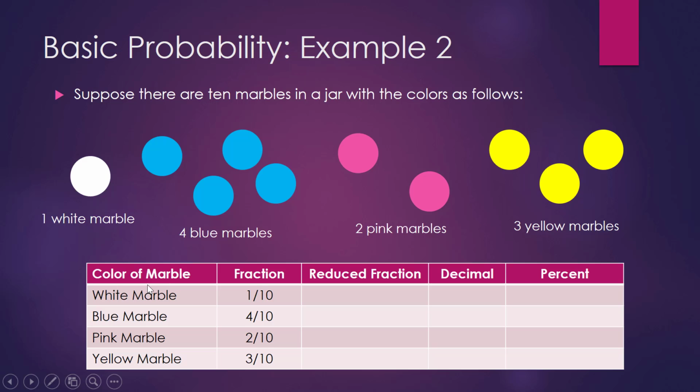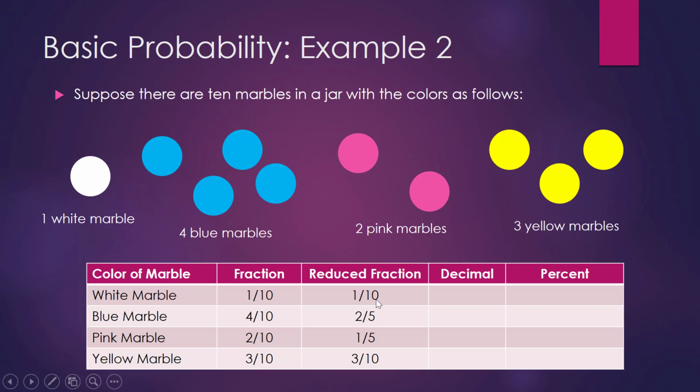Notice that we expressed all of these probabilities as fractions that were unreduced. There are other ways that we can express probabilities. Specifically, fractions can be reduced, and also you can use decimals or percents to represent probabilities. Let's do that. Pause the video, see if you can complete the chart, and then unpause the video to check your work. Let's look at our reduced fractions.